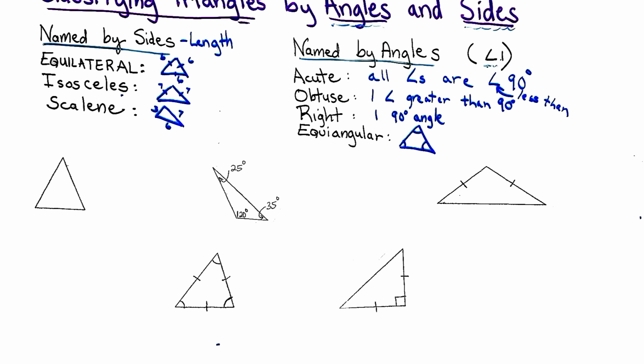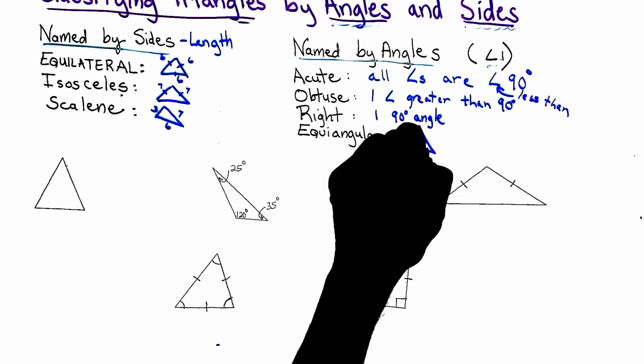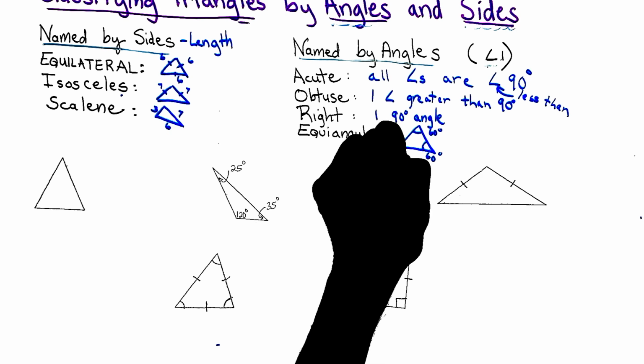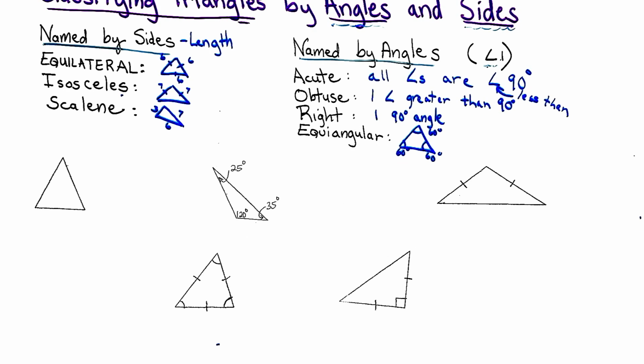and it would look like this. And in order for it to be equiangular, we know that these are all going to actually be 60 degrees because all the angles of a triangle equal 180 degrees.